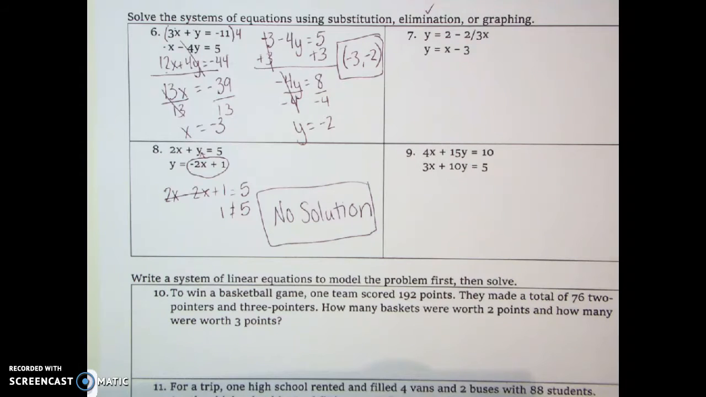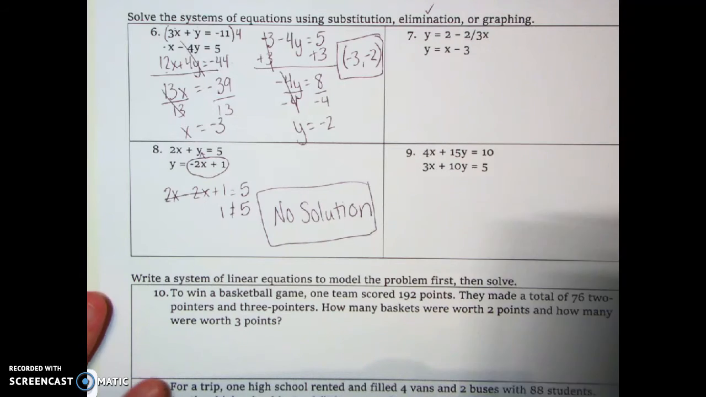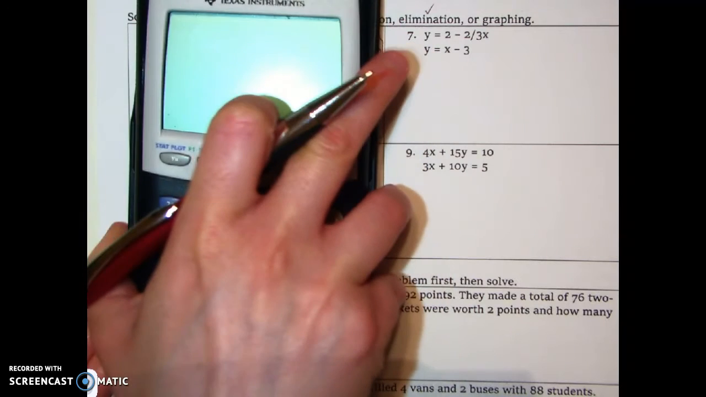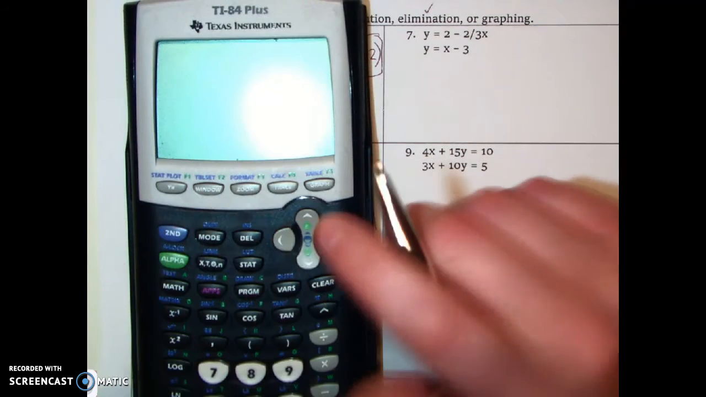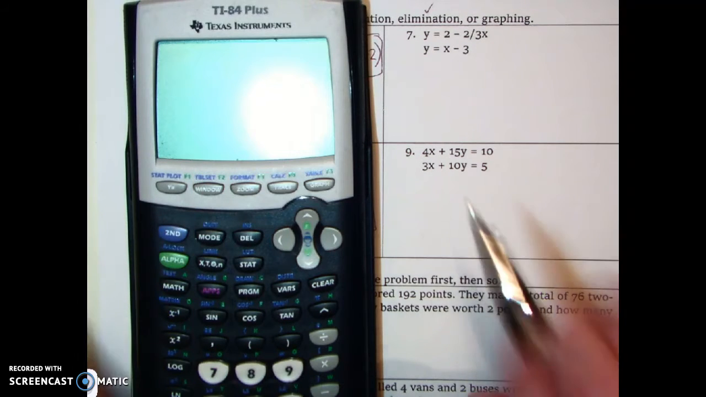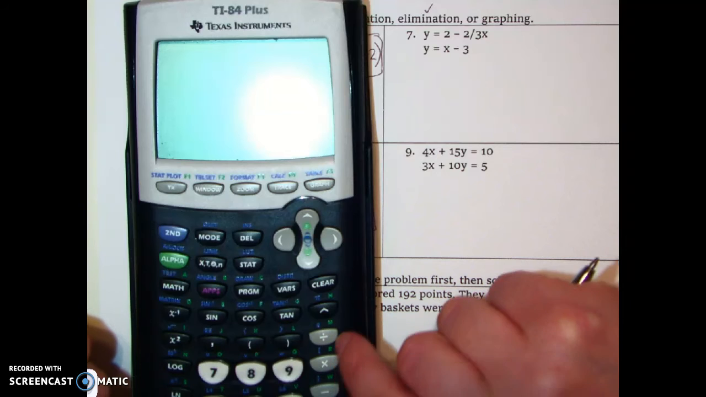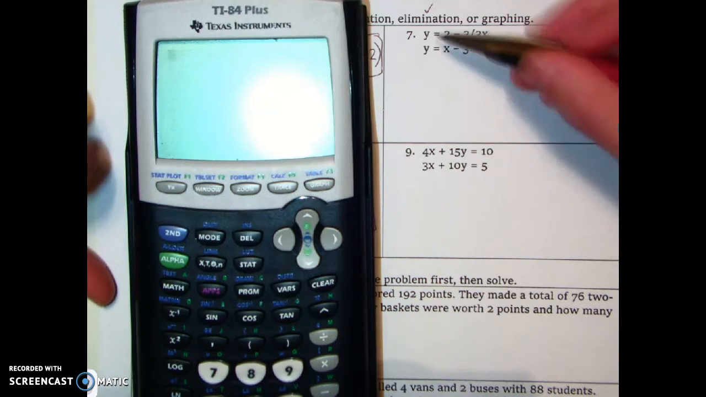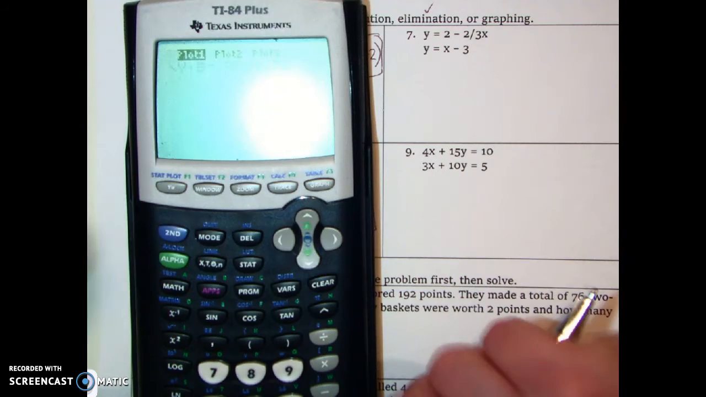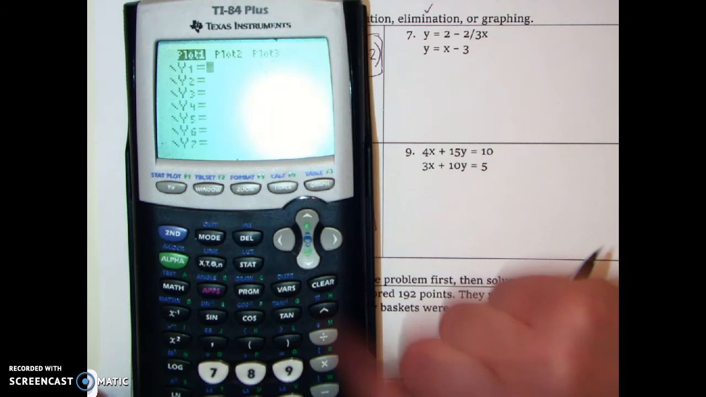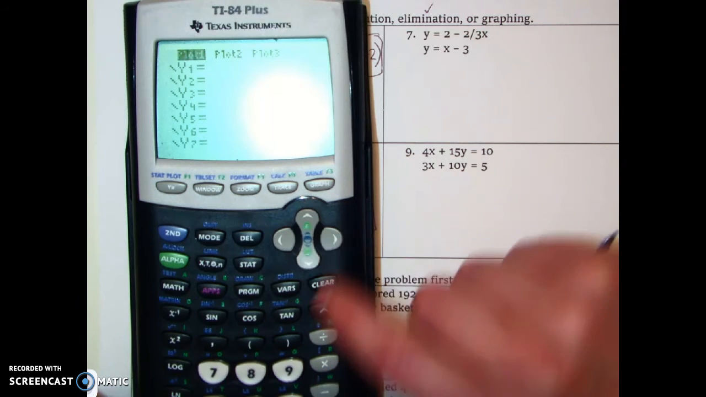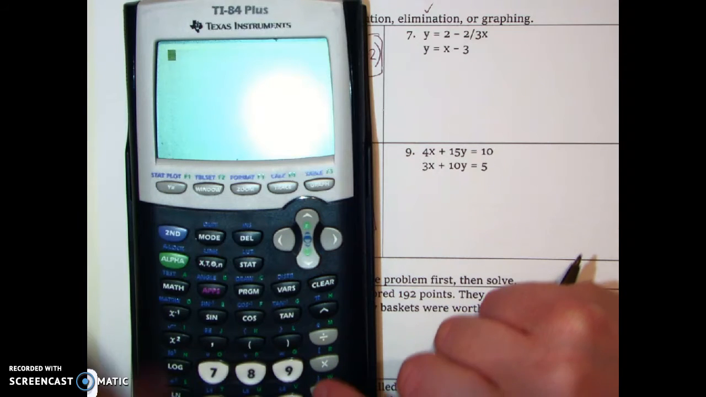Okay, let's look at number 7. I'm going to show you how to do it on the graphing calculator. So go ahead and get your calculator. I know this is a different version, but some of you do have this version. To put this one in your calculator, it works because both of the y's are by themselves. So I can enter them in. I need to clear out whatever's in there. Make sure plot 1 is not highlighted.